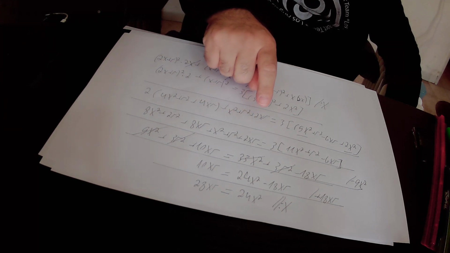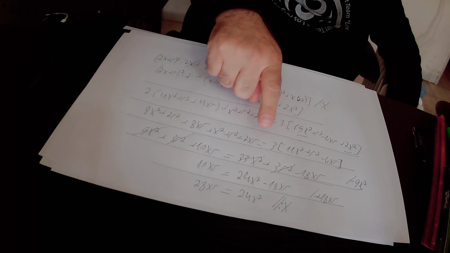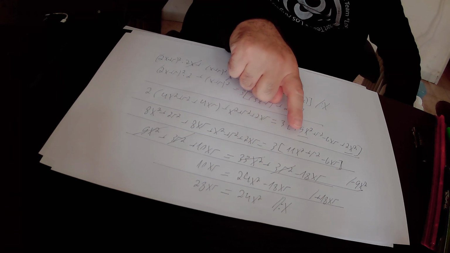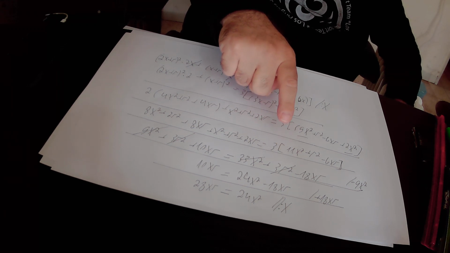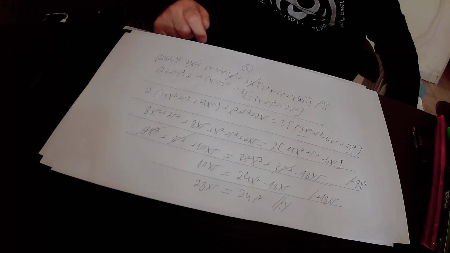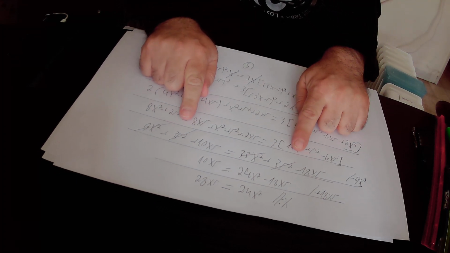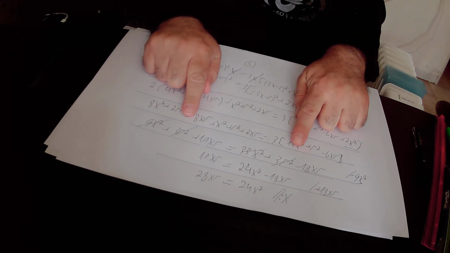On the other side of the equation, we open the brackets. 3 times 11x squared is 33x squared. 3 times r squared is 3r squared, and 3 times minus 6xr is minus 18xr. Okay, here we have 3r squared on both sides of the equation, so 3r squared will get cancelled.